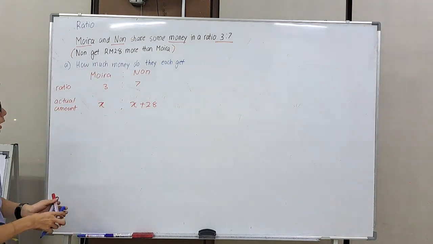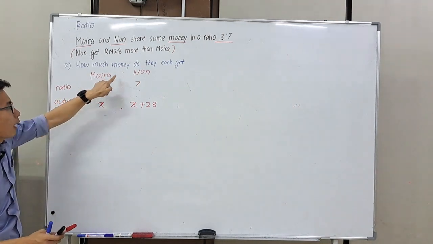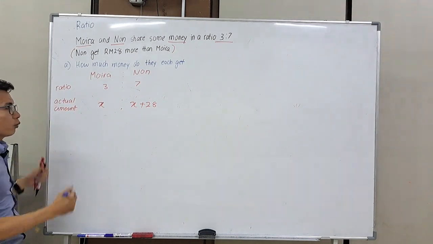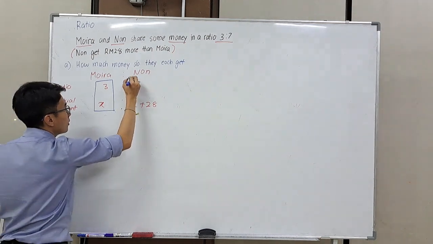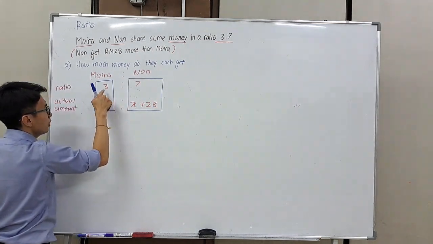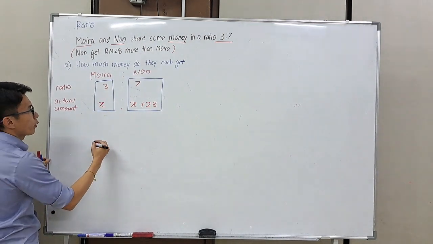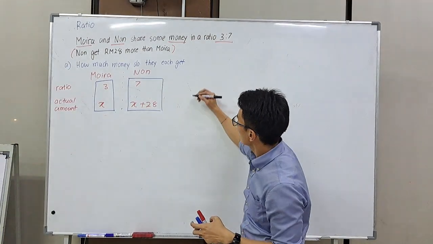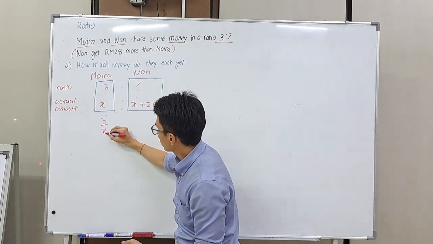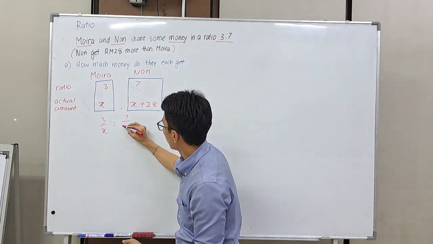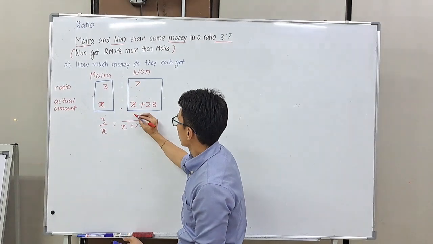Now we're done with that. Let's answer the question: how much money do they each get? We have our ratio, we have made our table, we have our fraction here, and we can now construct our equation and solve for X. So let's do this very quickly. I'm going to have 3 over X equals 7 over X plus 28.